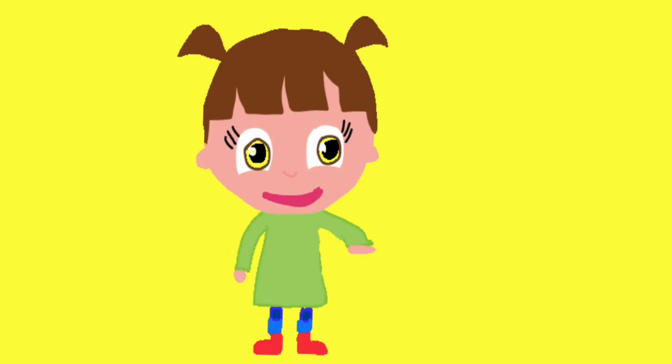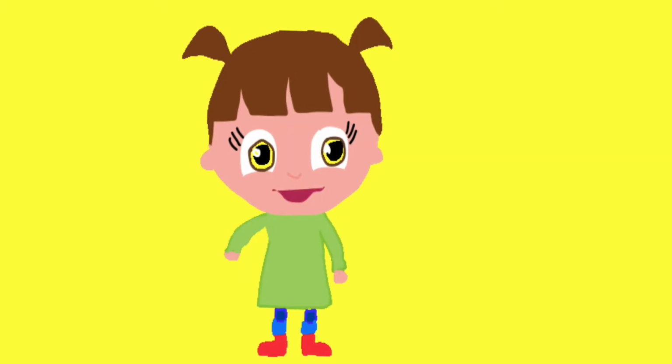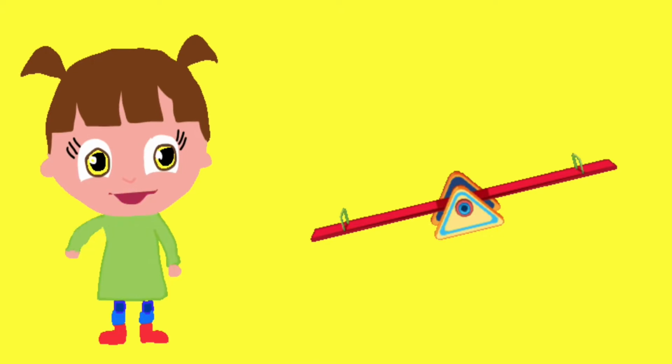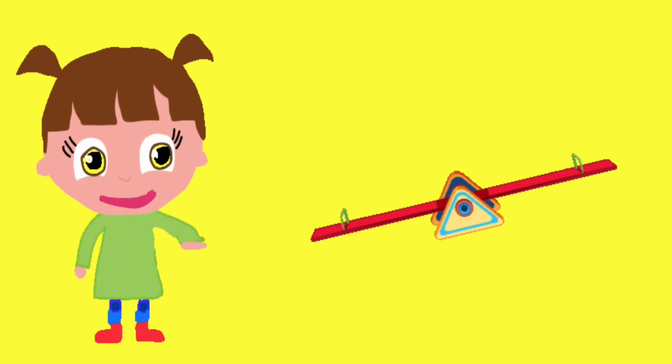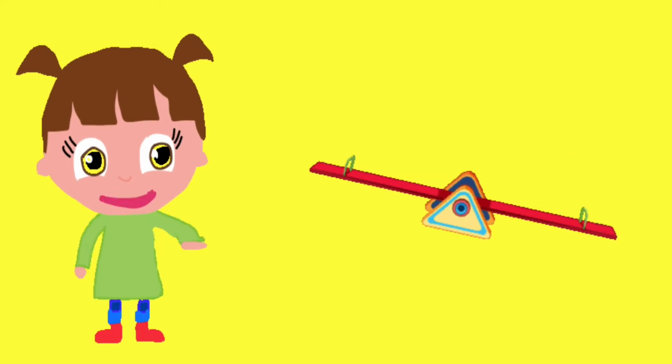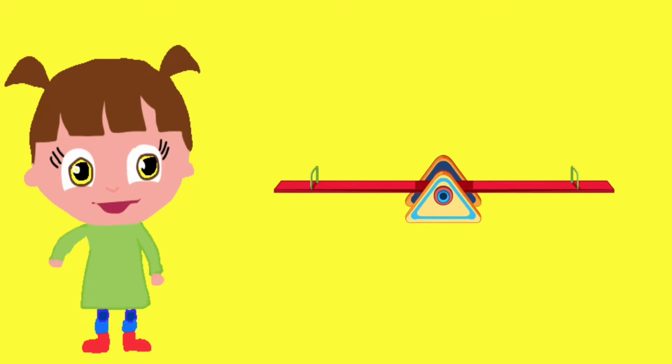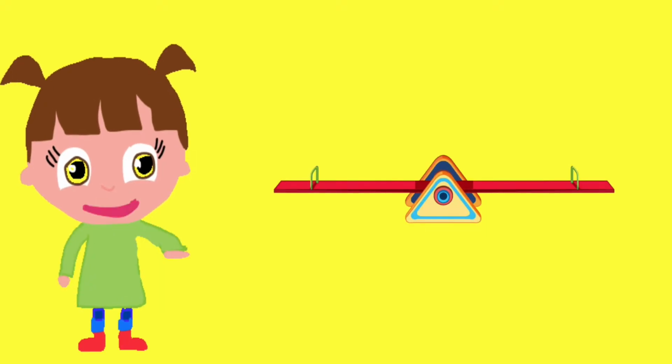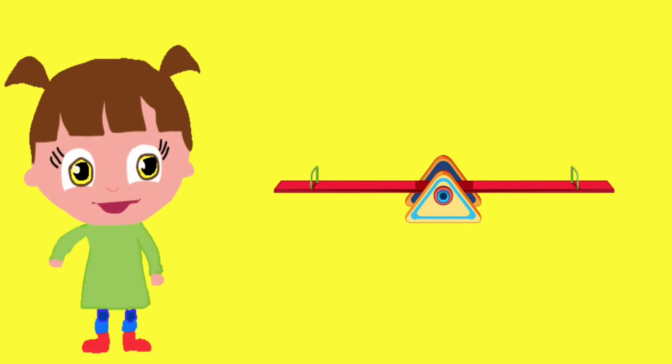Hello everyone. Today's topic is balancing of an addition equation. We all have seen a seesaw at the park, which goes up and down like this. But when it is exactly in the center like this, it is equally balanced on both sides. Just like our today's topic, addition equation.